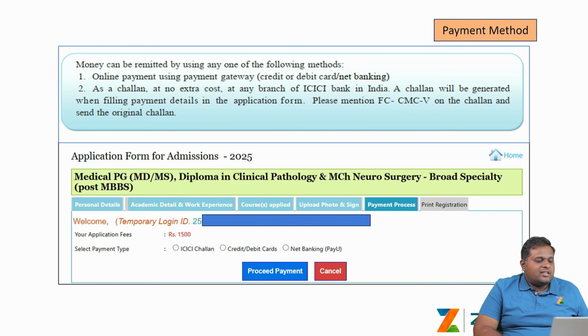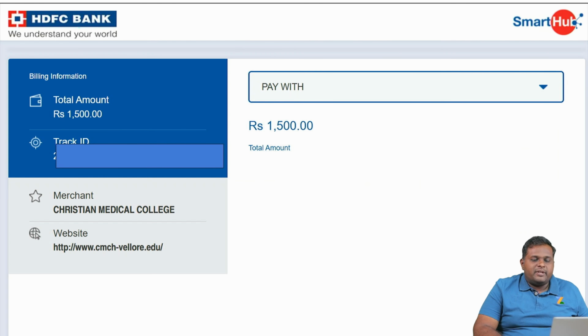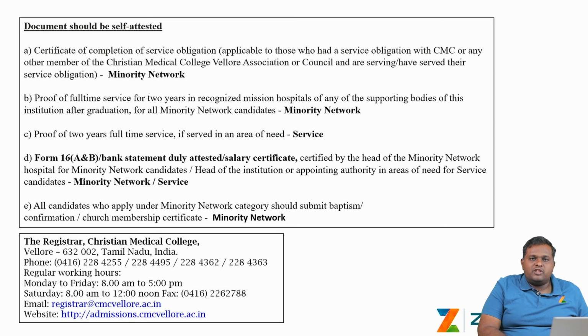Payment can be done in two gateways, that is a credit or debit card or net banking, and or other to the challan mode. If you select challan, a challan will be generated, and challan has to be paid in any of the ICICI banks. Please mention that FC CMC on this challan and send this original challan during the submission of this document. Okay, and click proceed payment and click OK, and you will be directed to the payment gateway. Make your payment. Once you completed the payment, application form will be generated. Keep this application for the future use.